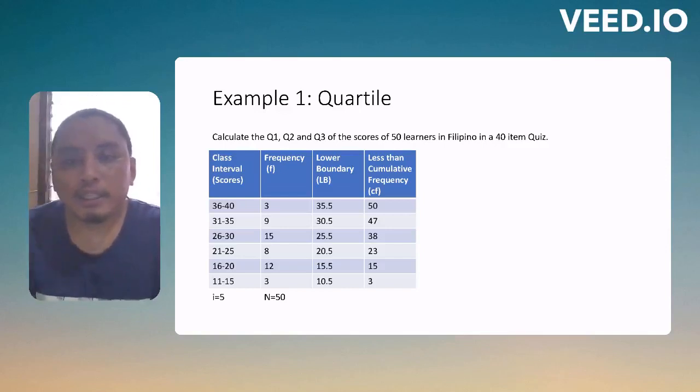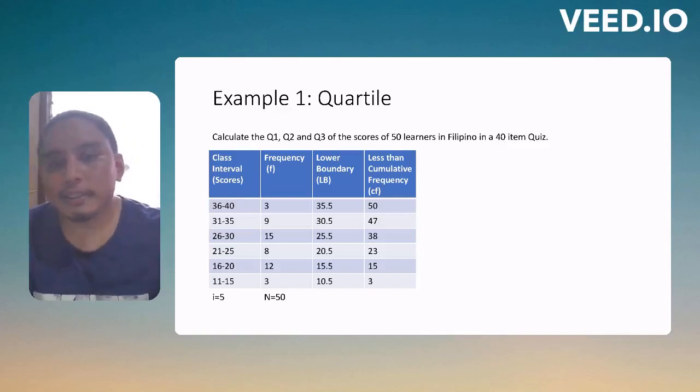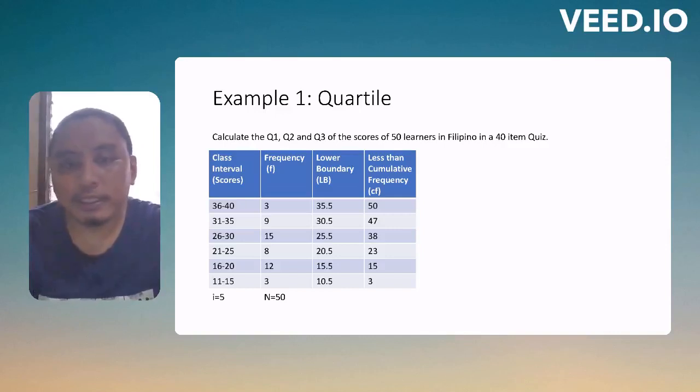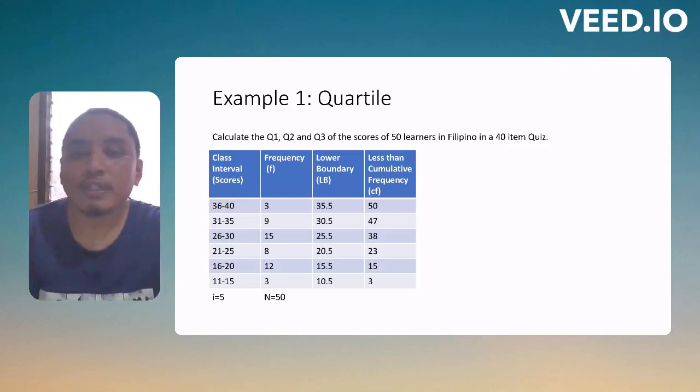Calculate the Q1, Q2, and Q3 of the scores of 50 learners in Filipino in a 40-item quiz. The given here are class interval and frequency. So i stands for class interval, which refers to the gap between the lower value and the higher value. So N stands for the total frequency.